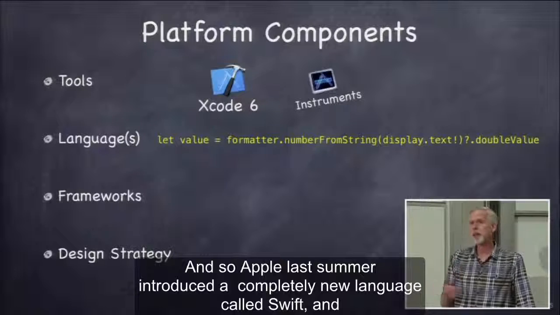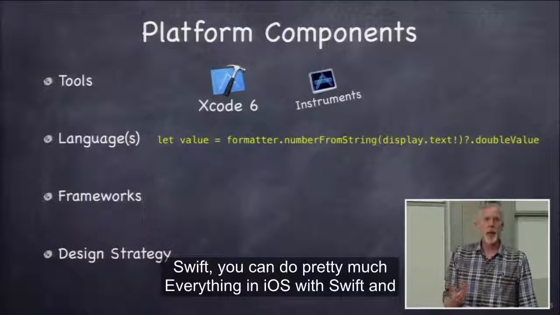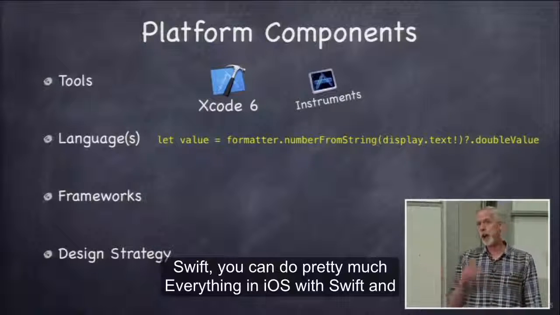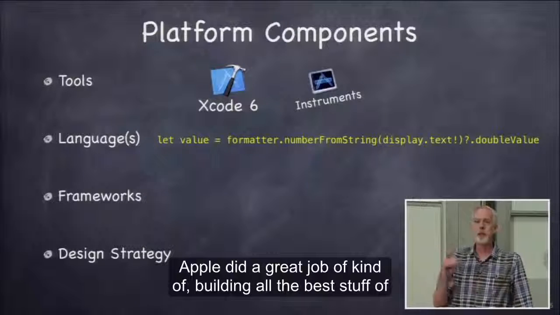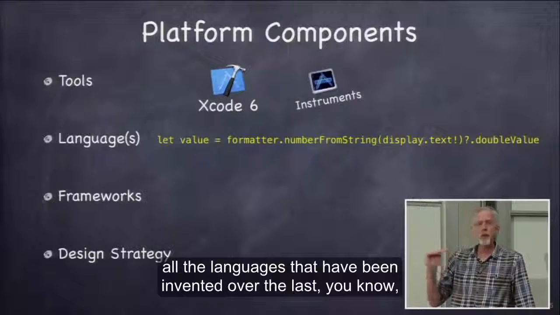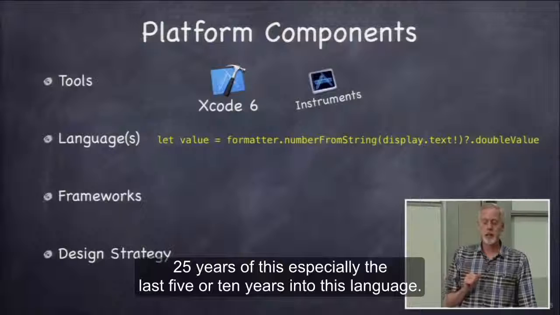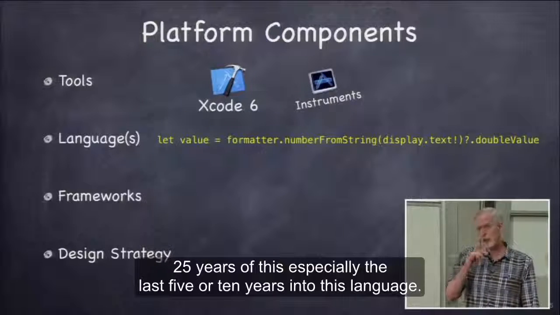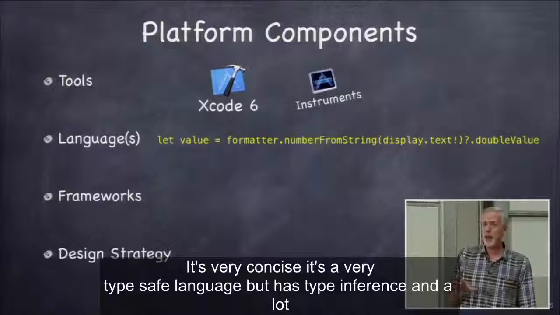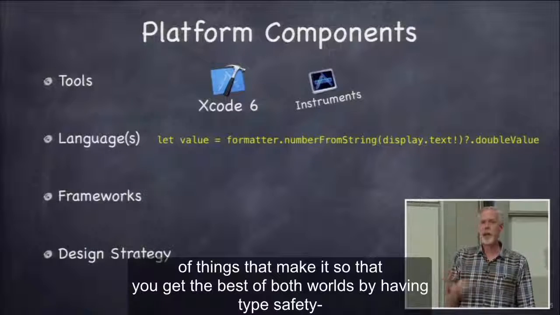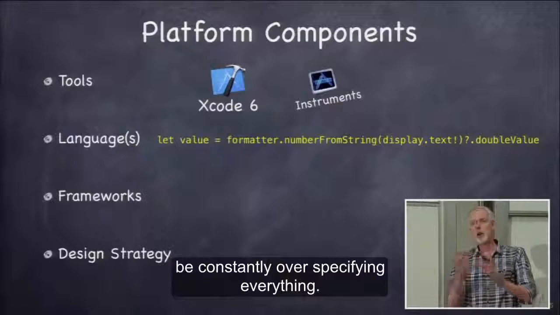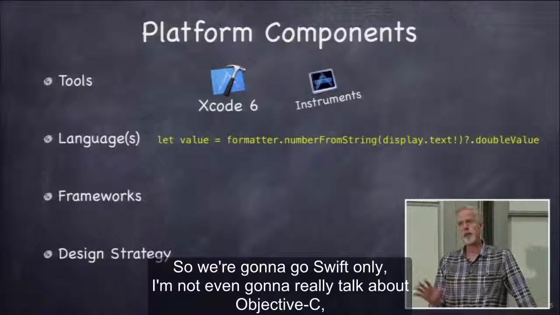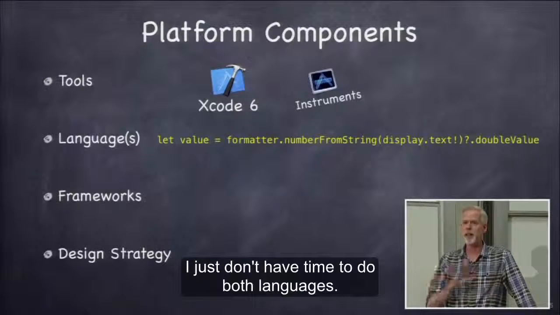And so Apple last summer introduced a completely new language called Swift. With Swift, you can do pretty much everything in iOS, and that's the language we're going to learn because it's a modern language. Apple did a great job of building all the best stuff of all the languages that have been invented over the last 25 years, but especially the last 5 or 10 years, into this language. It's very concise. It's a very type-safe language, but it has type inference and a lot of things that give you the best of both worlds of having type safety and not having to be constantly over-specifying everything. So we're going to go Swift only. I'm not even going to really talk about Objective-C. I just don't have time to do both languages.